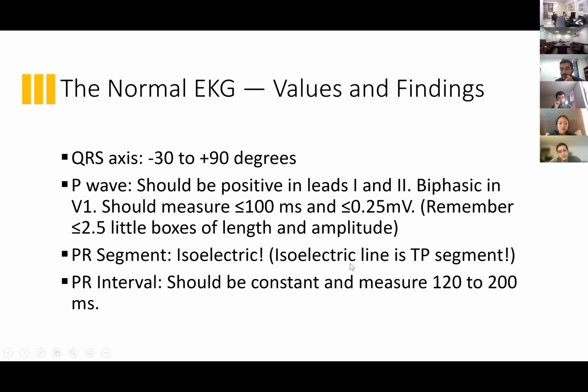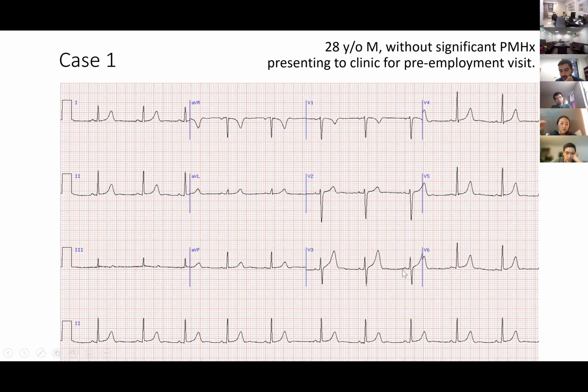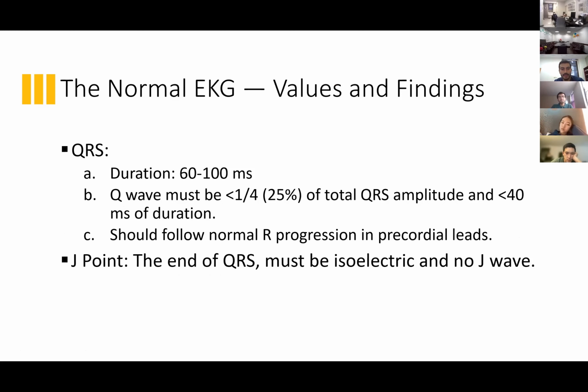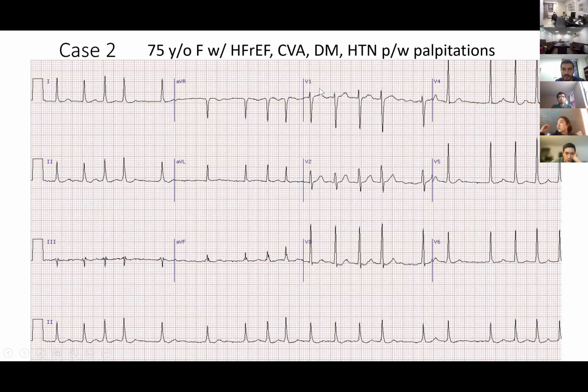And remember, this is very important. The isoelectric line is actually your TP segment. If you go back to this EKG, TP is in between the T wave and the start of the P wave. That's your actual isoelectric line, and that's what you're going to compare everything else to: your ST and your PR and all these things. Otherwise, as I was saying, T waves should be positive, exception aVR and V1. The QT cutoffs and stuff, you can see later. So let's see another example.